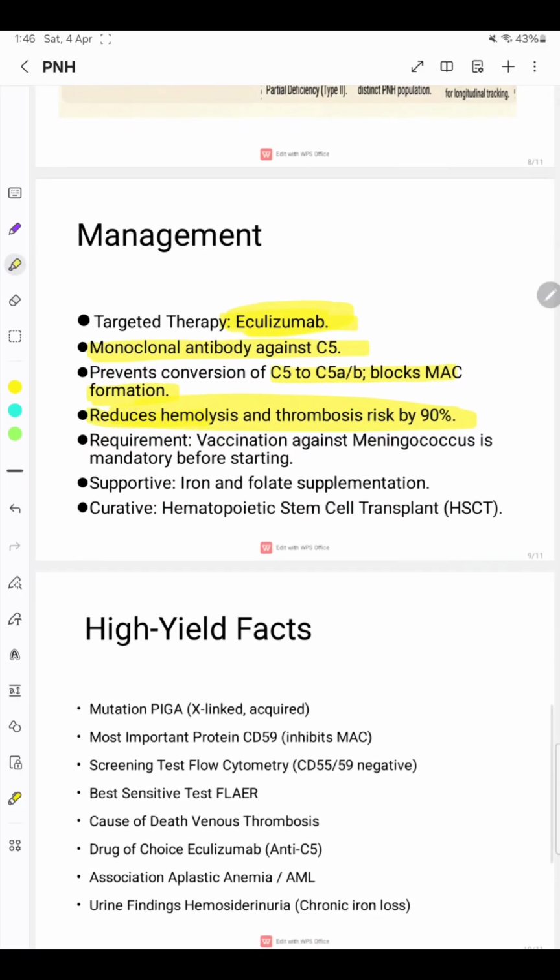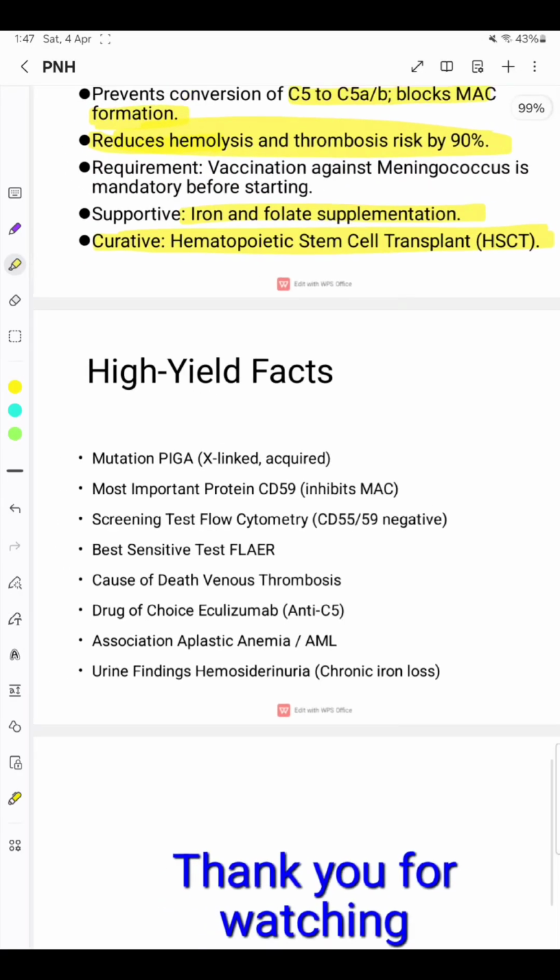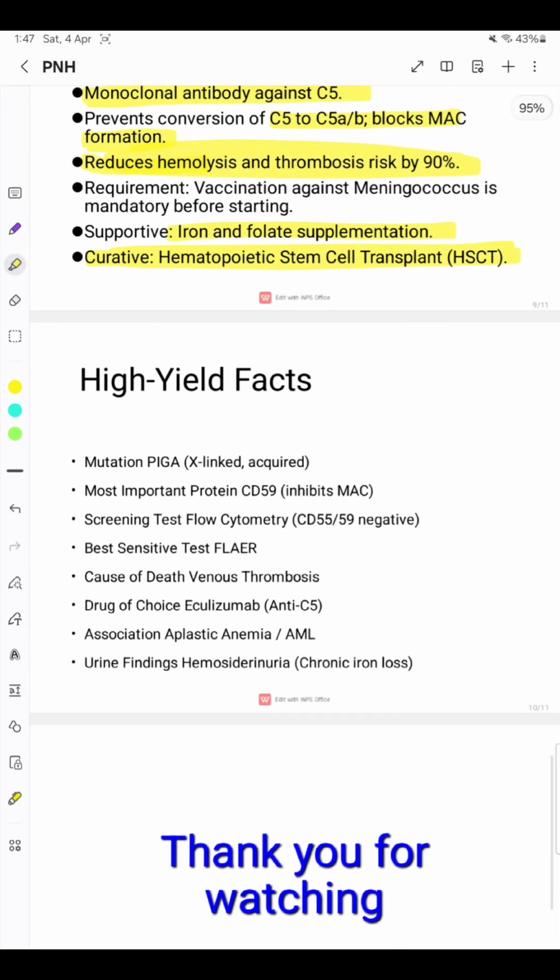And as we have discussed, due to chronic hemolysis, there can be iron deficiency anemia. So in supportive therapy, we provide iron and folate supplementation. Hematopoietic stem cell transplant is the curative option of management. Now high yield points for the NEET PG exam. The mutated gene in PNH is the PIGA gene, which is X-linked, and this is the only acquired genetic hemolytic disorder.